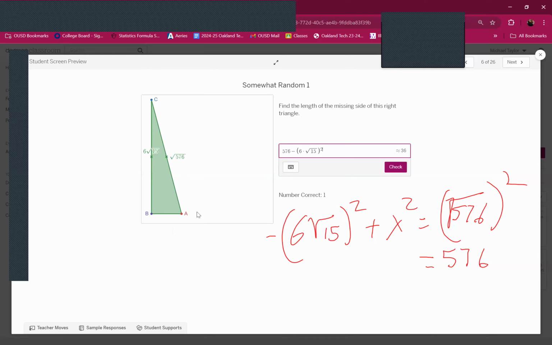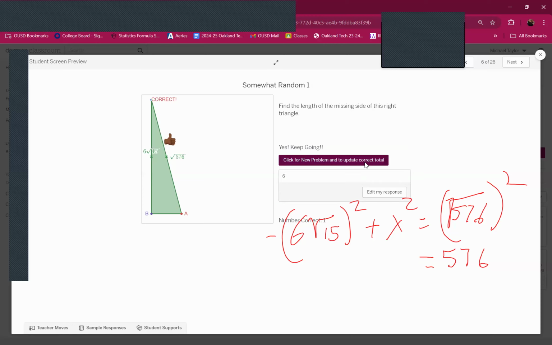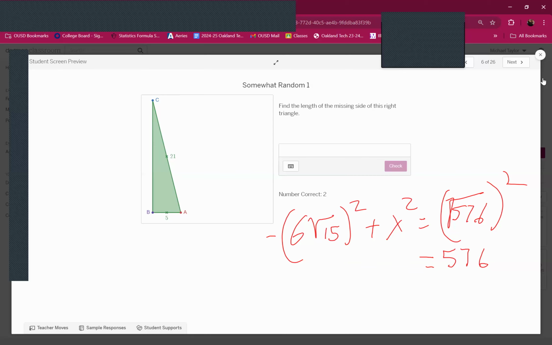Now, it's hard to know that the 6 is right without having some sense of how long these sides are. 6 square root of 15, I think we decided was about 23. And the square root of 576 is about 24. But the square root of 36 is going to be 6, so that should be 6. Yay, keep going. And that gave me another one. Okay, let's see what's one last one.